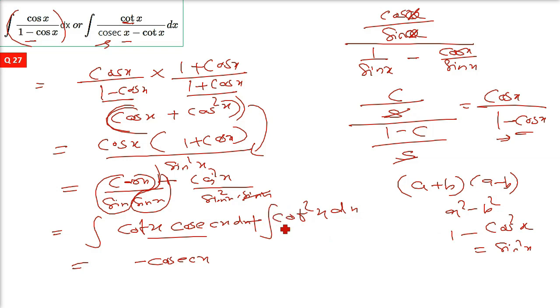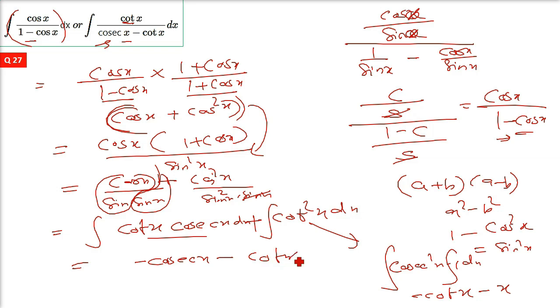Cot square x also does not have any standard integration. So this cot square x I am doing separately. It can be written as cosec square x minus 1, and integration of this will be integration of cosec square x minus integration of 1. So cosec square x integration is minus cot x, and integration of dx is x. Now just write it here, minus cot x minus x. This is coming from here, which we have done separately. This is your final result.